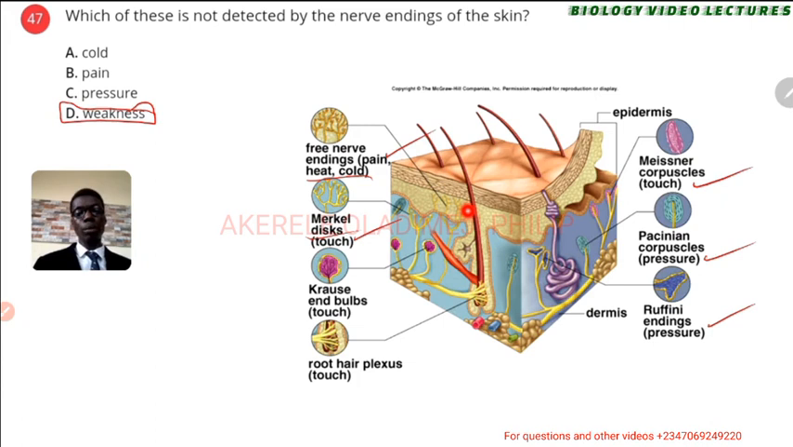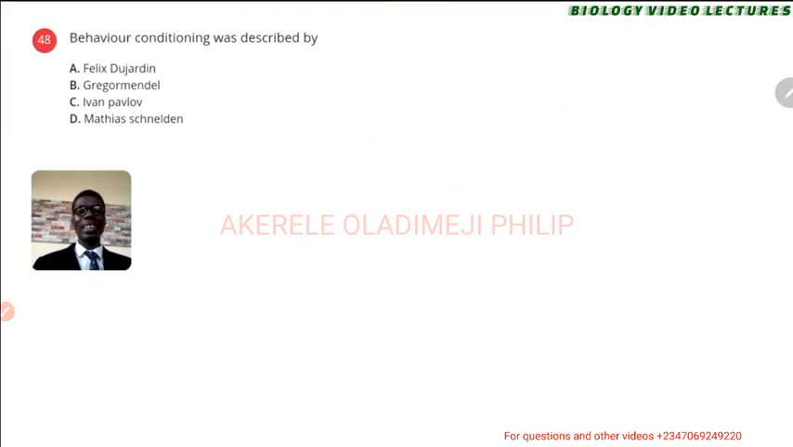Behavior conditioning was described by who? Okay, that was described by Ivan Pavlov, a Russian physiologist. What conditioning means is like training an animal to merge unrelated cues or stimuli together. Let me show you what that means.